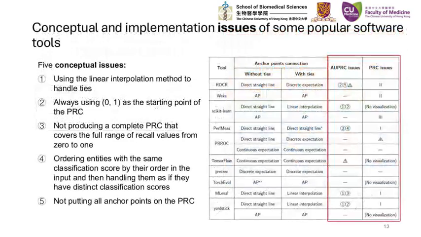To better understand the root causes of rank flipping, we conducted an in-depth analysis of common conceptual and implementation issues in widely used evaluation tools. We identified 5 major factors. 1. Linear interpolation for tied scores can distort the precision recall curve. 2. Using 0, 1 as a fixed starting point may misrepresent true performance. 3. Many tools fail to generate a complete curve covering the full recall range. 4. Identical scores are often ordered by input sequence, leading to bias and inconsistency. And 5. Not putting all anchor points on the PRC.